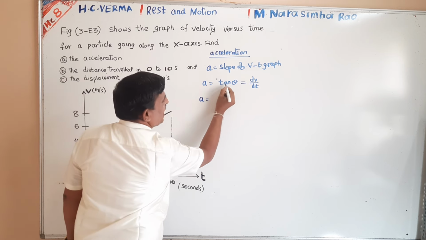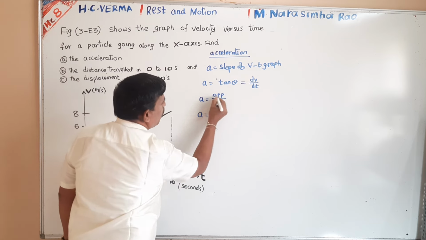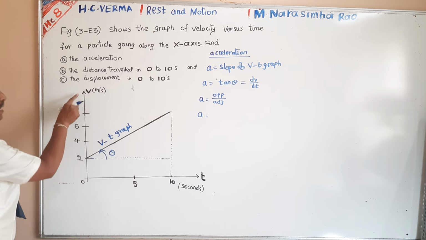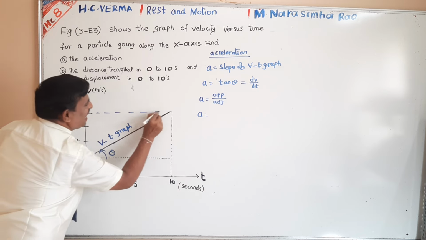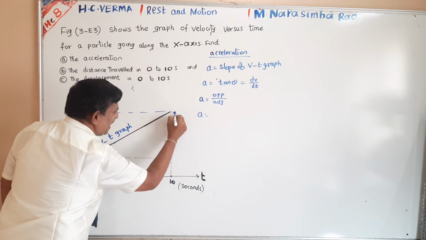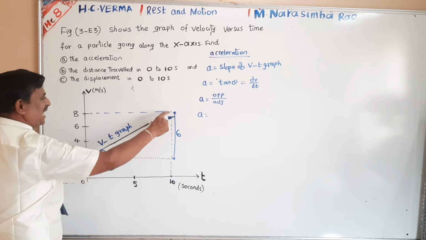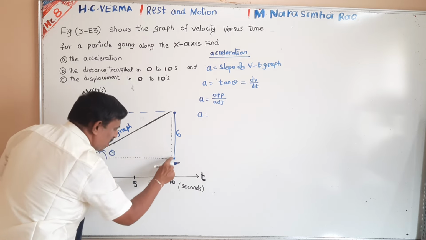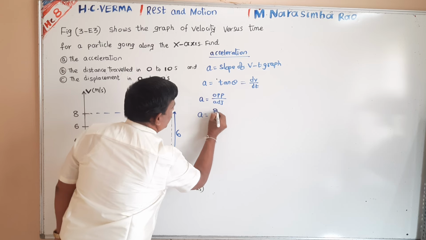a is equal to tan theta, opposite side by adjacent side. Theta's opposite side is the y-axis, which represents velocity. Here the reading is 2, and here the reading is 8, so it is 6 units. Theta's opposite side is 8 minus 2, nothing but 6 units.